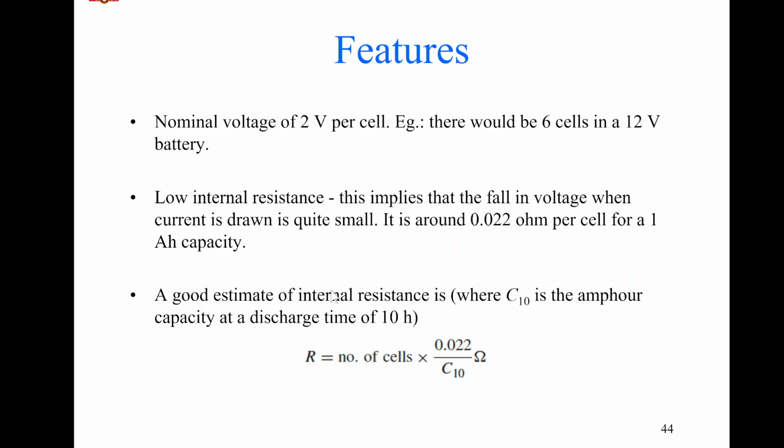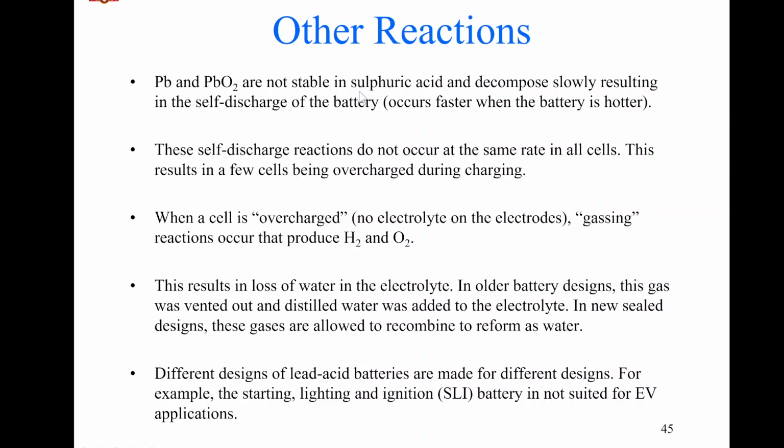So we can use this internal resistance for one cell to figure out the internal resistance of a battery using this. Of course, in the battery there will not be one single reaction, there will be more than one reaction happening. Some of these reactions are called parasitic reactions or unwanted reactions, which result in degradation of the battery.